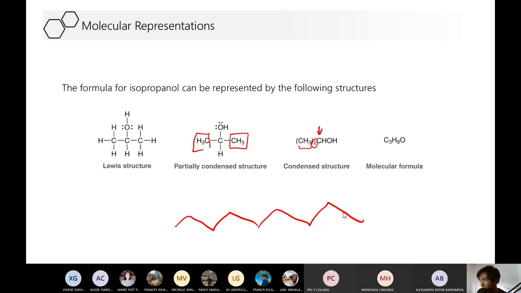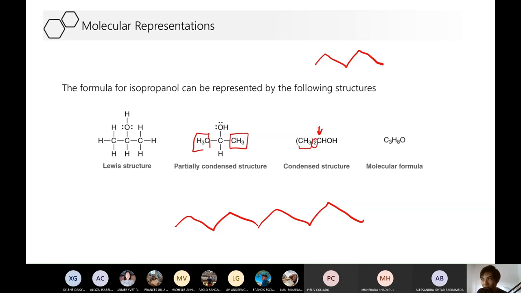So ilang carbon yon? 1, 2, 3, 4, 5, 6, 7, 8, 9. So 9 carbons yan in total. For example, ayan naman, 5 carbons in total yan. 1, 2, 3, 4, 5. So you will discover more of that sa laboratory nyo na, sa alkanes. Okay? So anyway, mapapansin natin that we have several ways of representing molecules sa organic chemistry.